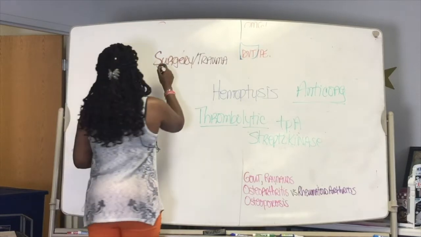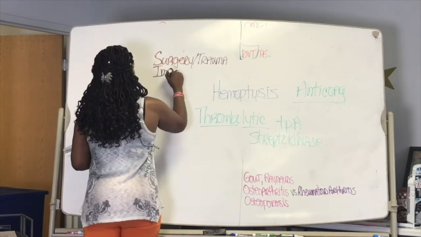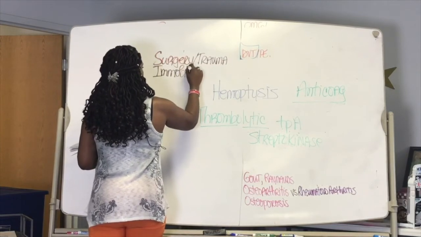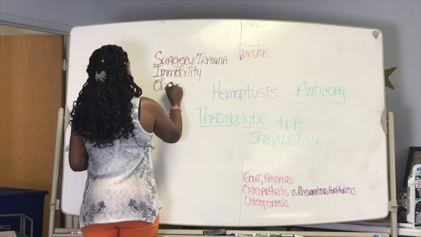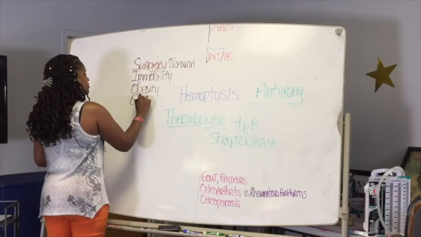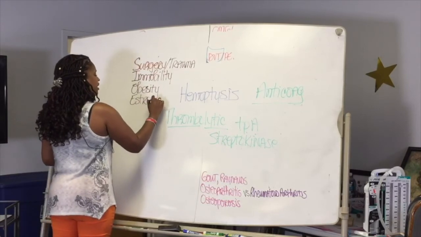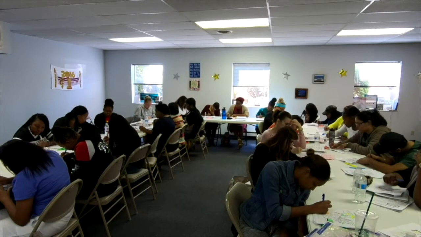What was number 2? Immobility. What was number 3? Obesity. What was number 4? Estrogen. What was number 5? Smoking. Better know them. Now let's see what they got on their little list.